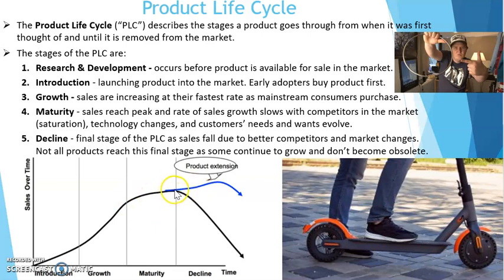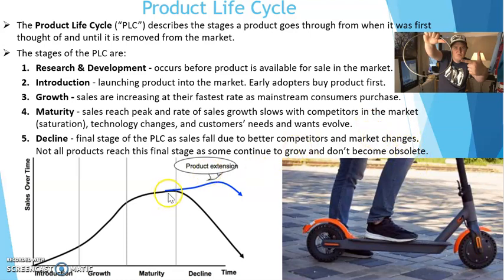Now the final stage is decline. Now decline, as the name suggests, sees our sales declining. They're declining due to competitors potentially offering a better version of the existing product, or there's an alternative product that satisfies the same need or want. And that might come about because that technology change. Or perhaps consumers no longer have that want or need.